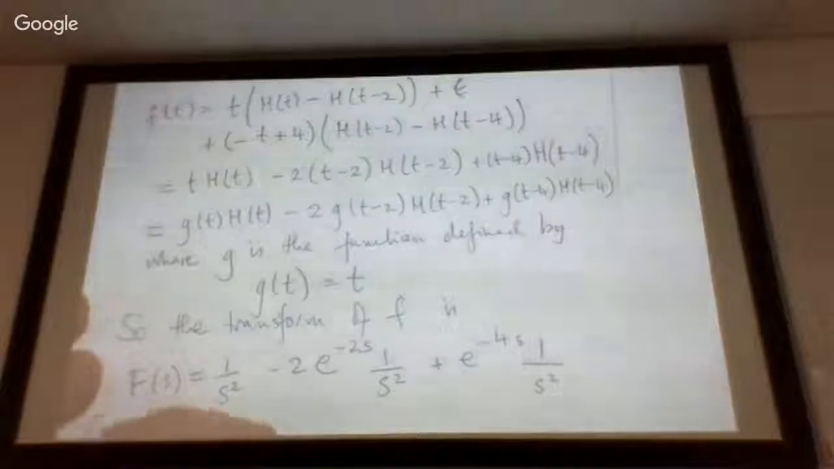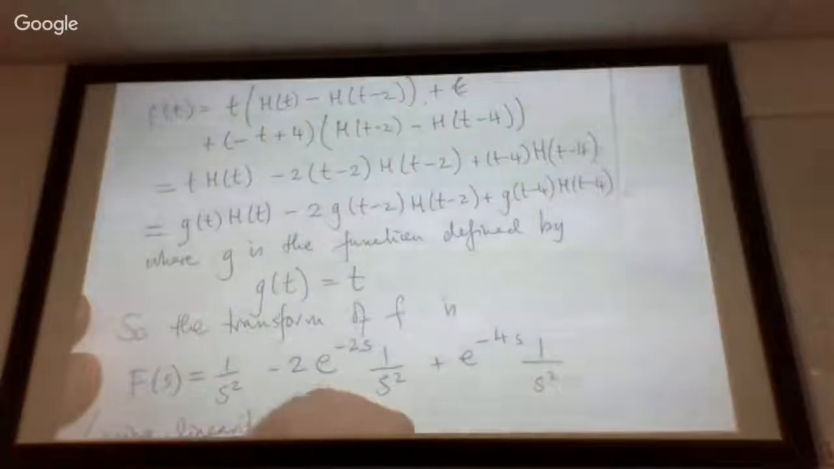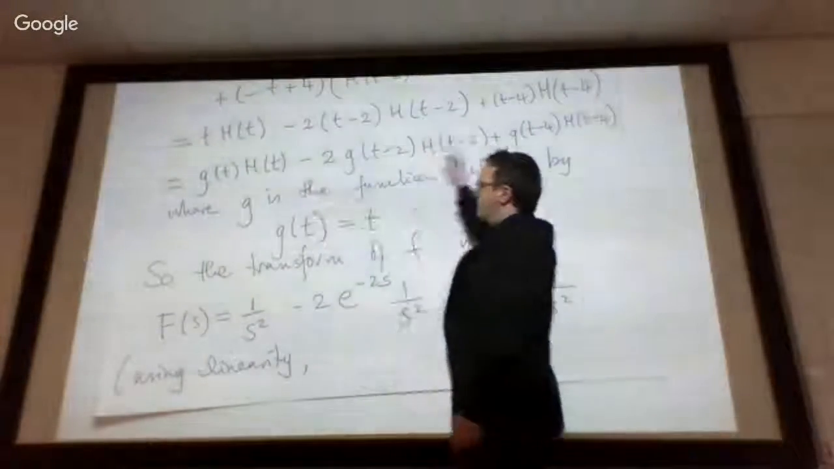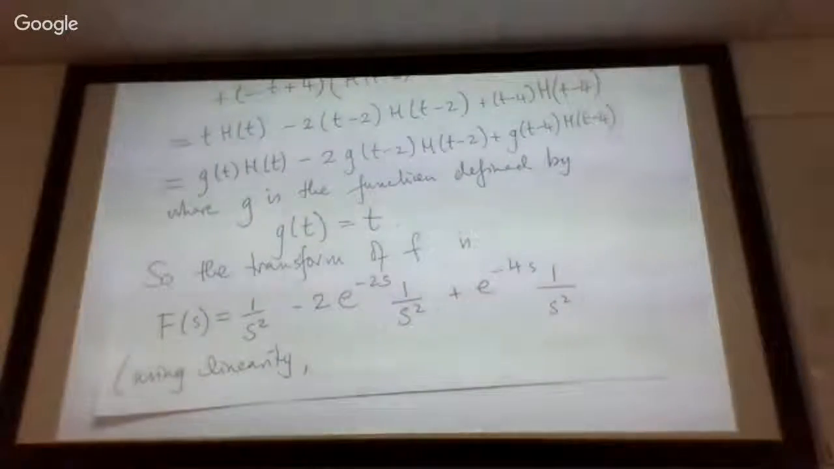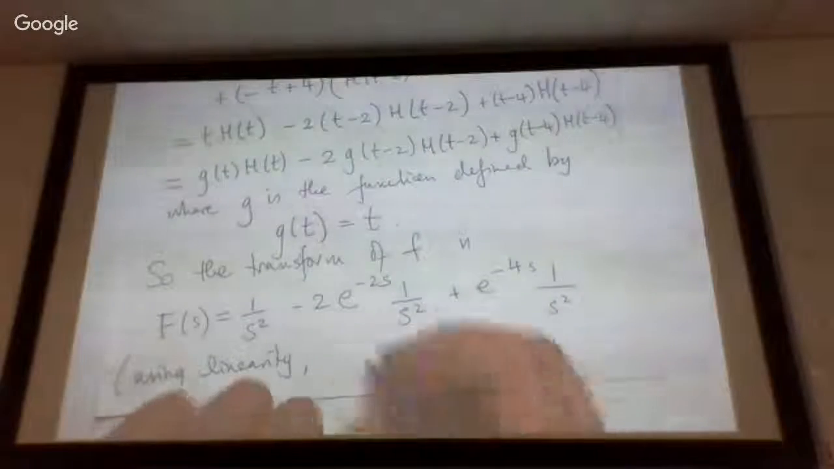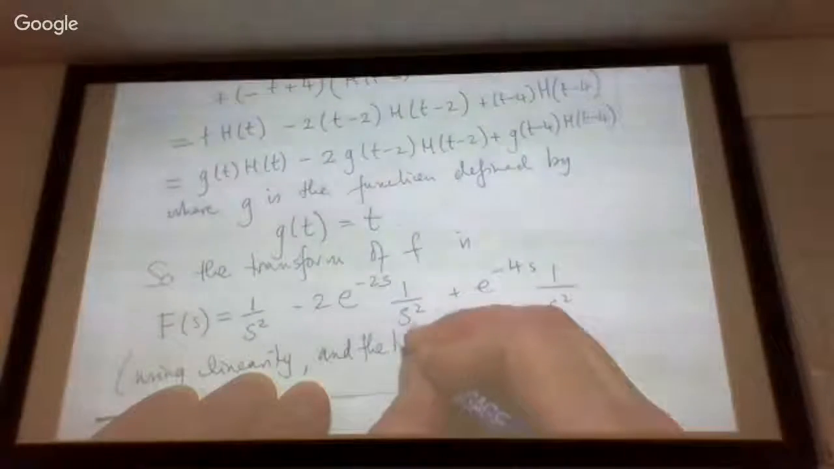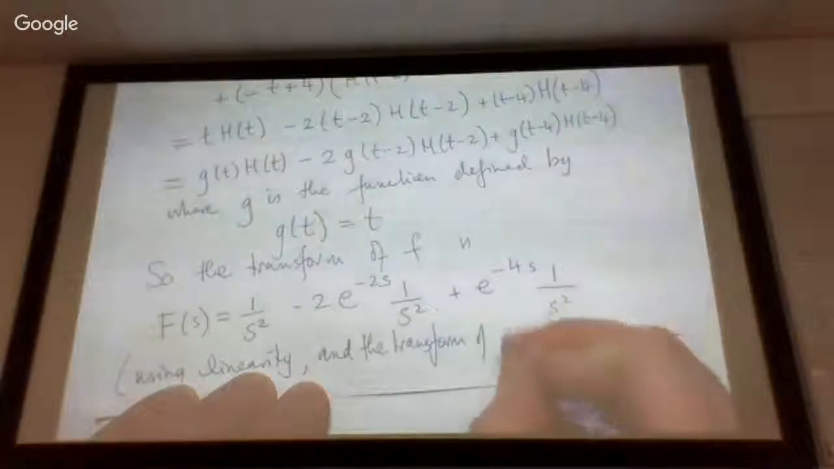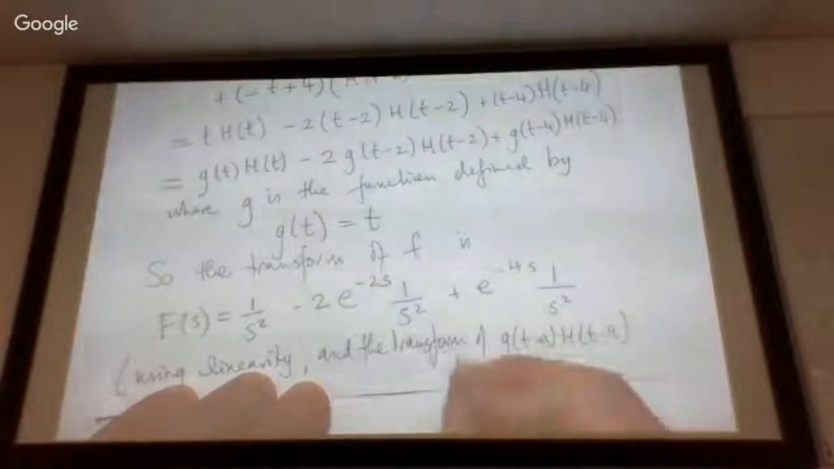So what we used there was linearity. And we're always using the linearity of the transform everywhere, when we take a transform of a function defined as a sum of many terms and just take the transform of each individual one. And the transform of things like g of t minus a, h of t minus a, that's from the table.